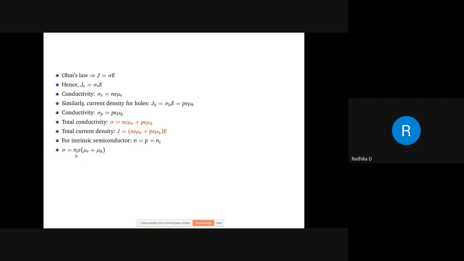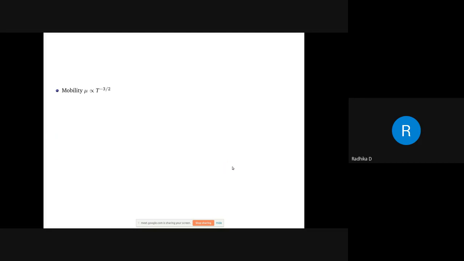After this, substitute the expression for Ni, which you have already derived. Substitute that and you get this entire big long expression. Then we get a small expression for mu E plus mu H, that is the mobility. Mobility is proportional to T to the power of minus 3 by 2. So I can write it separately for electrons and holes.